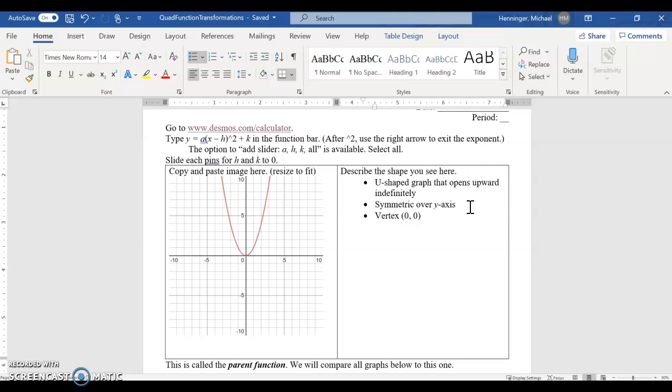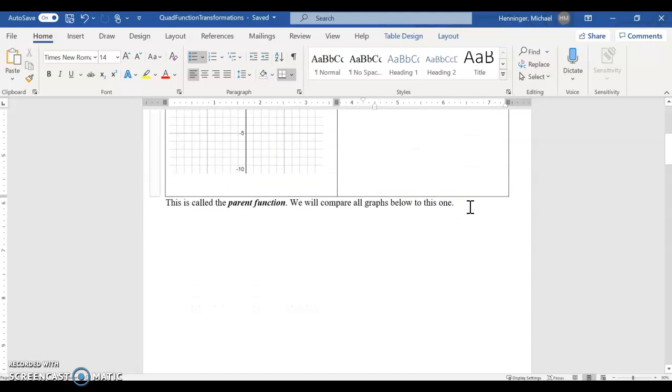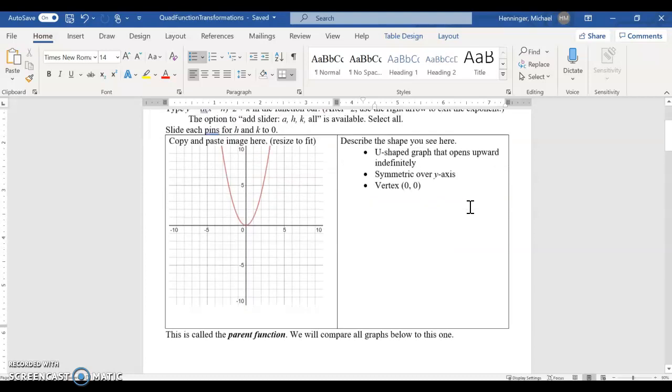Okay, now this is what's called the parent function. We're going to use this graph right here. This is going to be our basis for comparison for everything else that we're going to do on this assignment. Now, I'm going to help you get started on the very first one, and I want you to do the rest of them on your own.